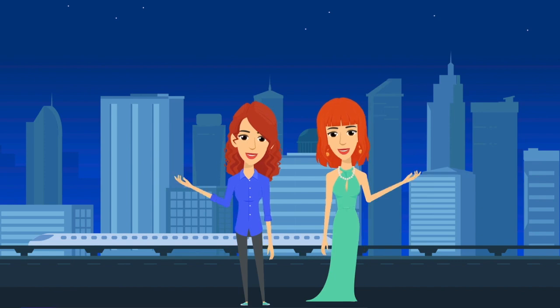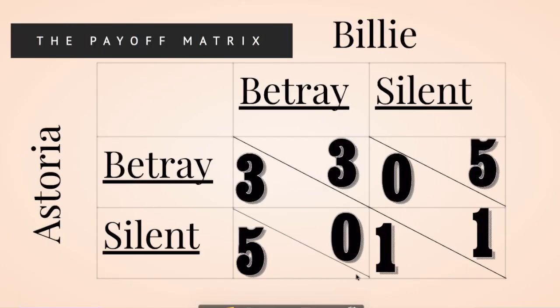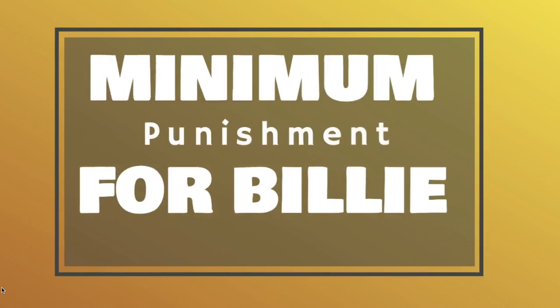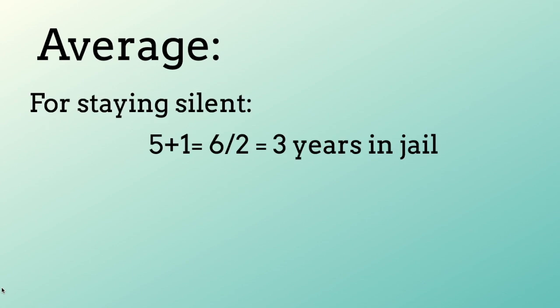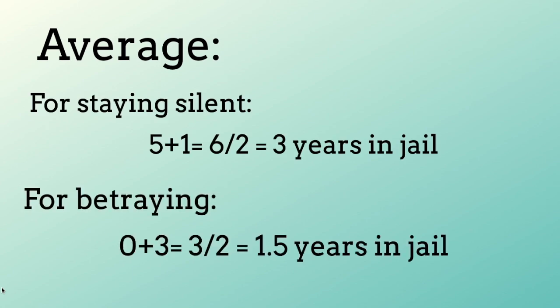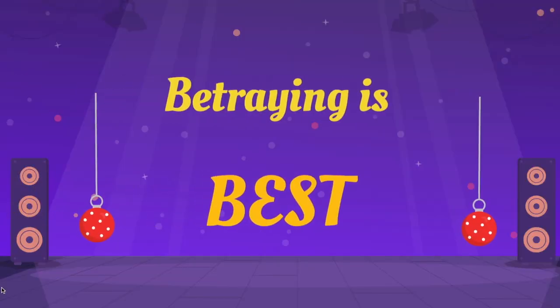Going back to Billy and Astoria, the payoff matrix would be this. To find out what Billy should do to get minimum punishment, we calculate the average for each decision. For staying silent, it is 3 years. For betraying, it is 1.5 years. Betraying works the best for Billy.